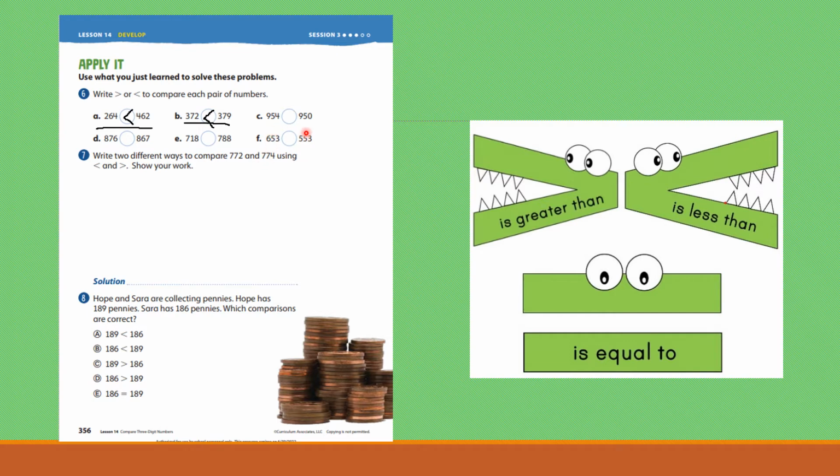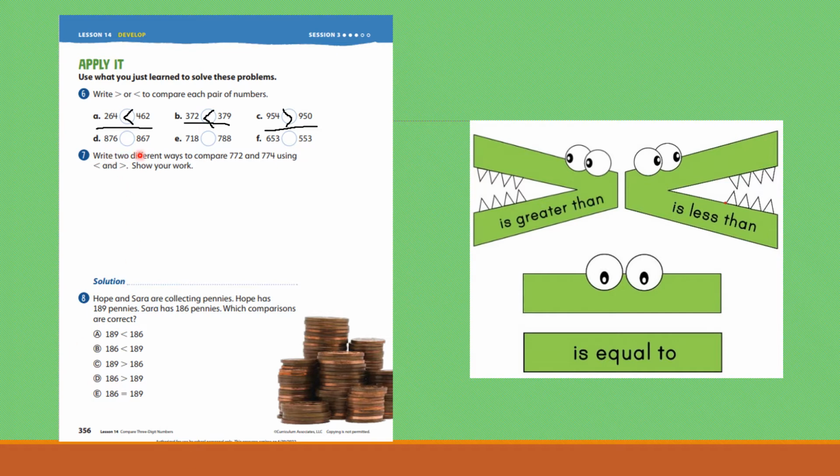954 and 950. Let's compare the hundreds. I have 900, 900. Let's compare the tens. 5 tens, 5 tens. Let's compare the ones. 4 ones, 0 ones. I know that 4 is greater than 0. My alligator mouth has to be open, and I read that as 954 is greater than 950. Let's go to the next problem.